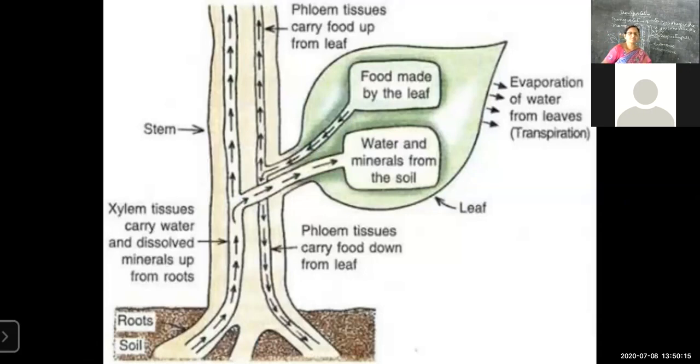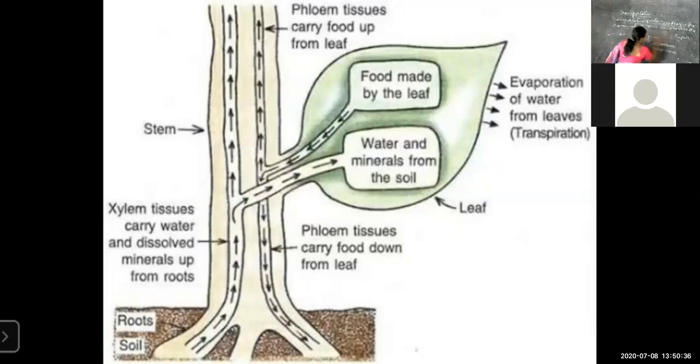And the phloem tissue is there, children. That is helpful to carry the food from the leaves to the other branches. That means the higher branches of the plant itself and the lower root system also. Alright? Okay. So I will conclude the session today itself. I will recollect what I told you, children.